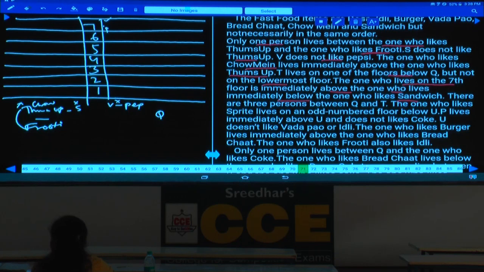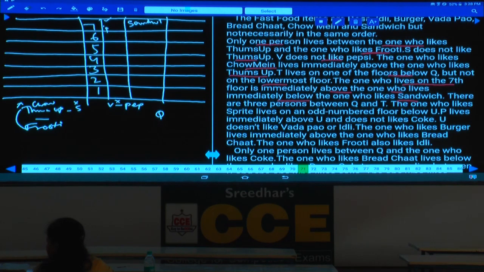The person who likes sandwich lives immediately above the person below. Hence, who must be sandwich here? The person living on the 7th floor must be sandwich. Is this clear? The one who likes sandwich must be on the 7th floor.